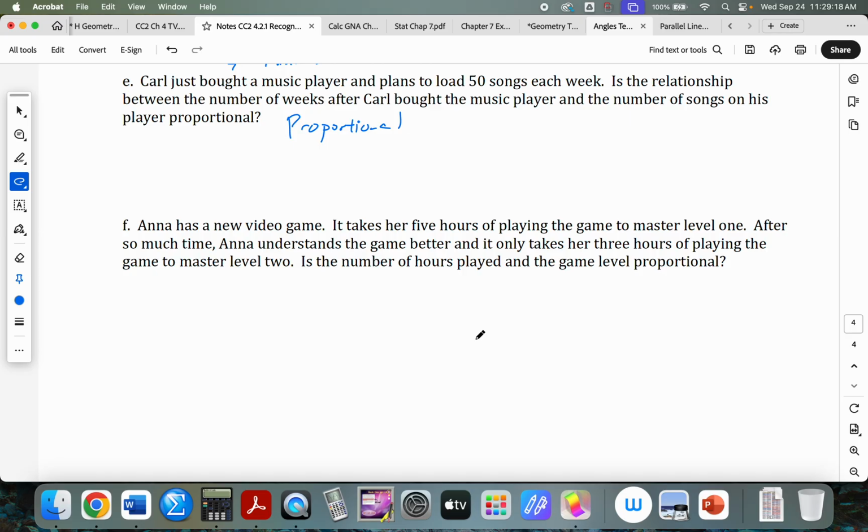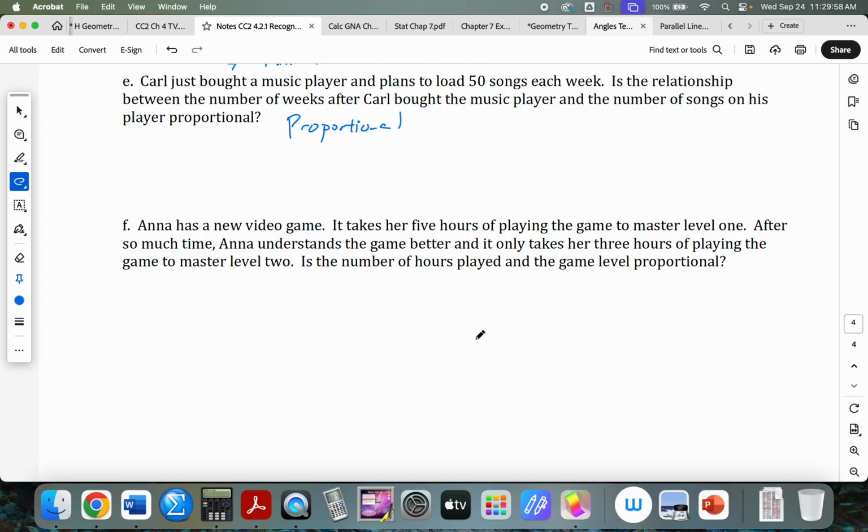Anna has a new video game. It takes her 5 hours of playing to master level 1. After so much time, Anna understands the game better, and it only takes her 3 hours of playing the game to master level 2. Is the number of hours played and the game level proportional? No. What do you think? Every time she plays the game, she's better at it. Yeah, right. So the amount of time it takes her per level isn't the same all the time, is it? No. Now, is this going to go through 0, 0?